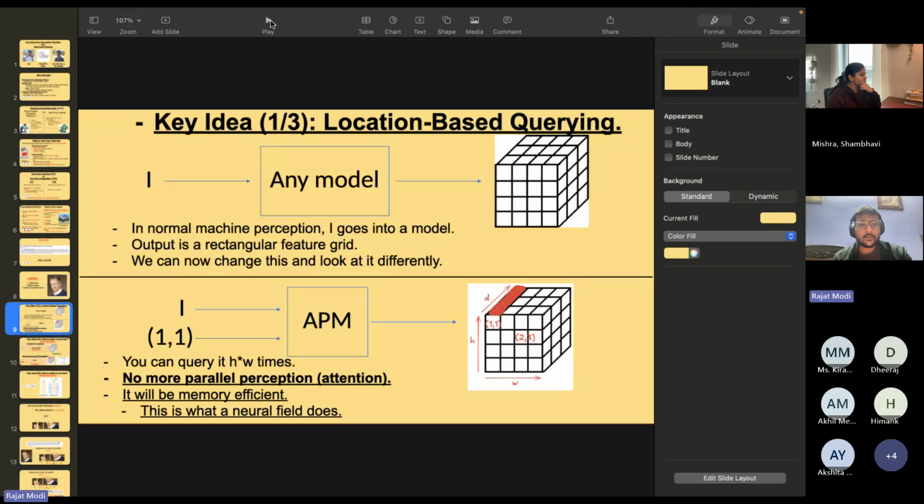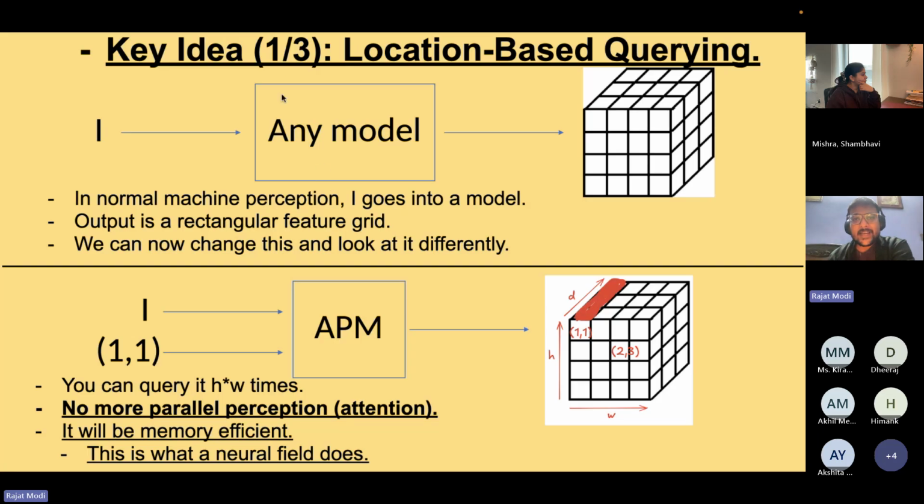So the first idea is something called location-based querying. So I want you to focus on the top half of the screen. This is the way we generally do machine perception. We take an input image and we have any model. This model can be a transformer or it can be any model like a CNN. So generally what happens is that when you give it an input image, out comes a rectangular feature grid. So this grid is a cuboid. And you can imagine that this model has a lot of layers, like 24 layers or 36 layers, even 98 layers. And all of those layers are attention layers.